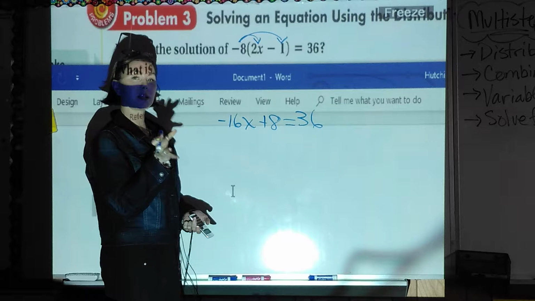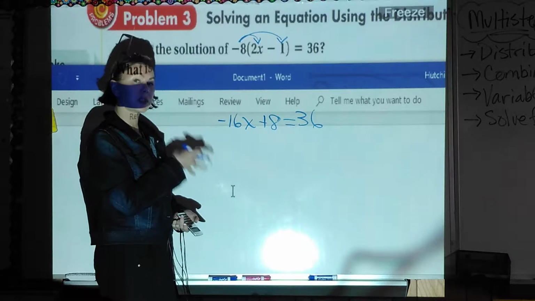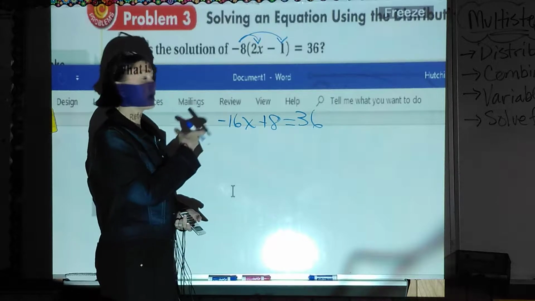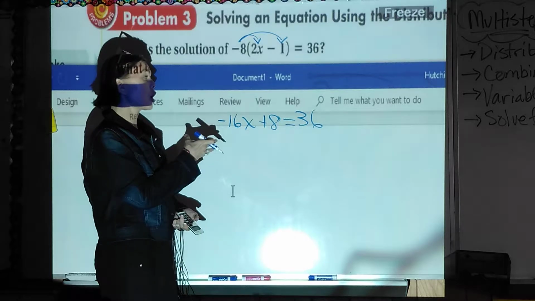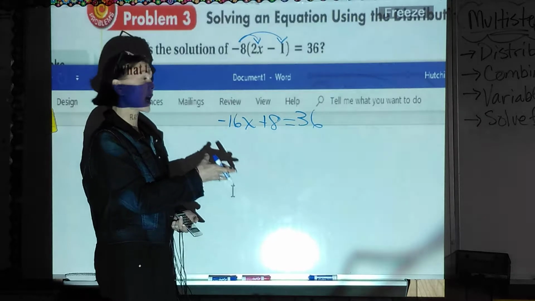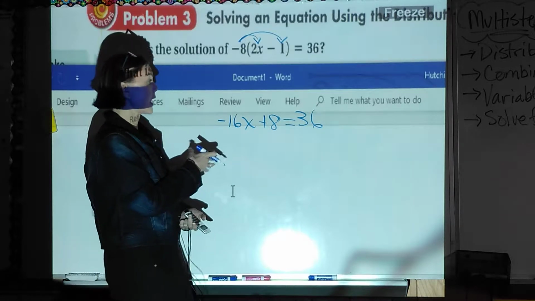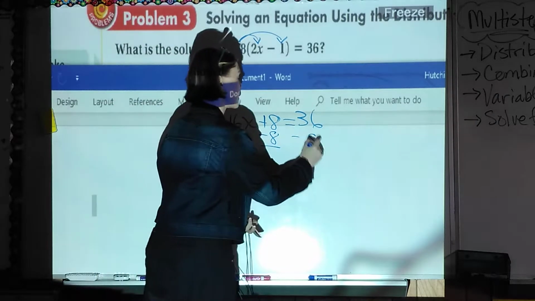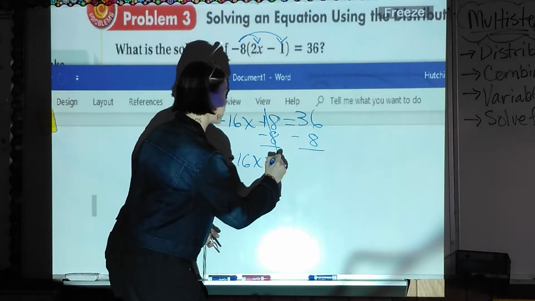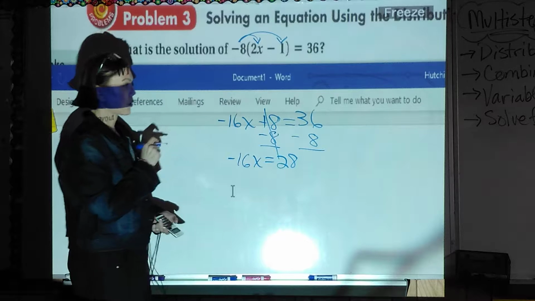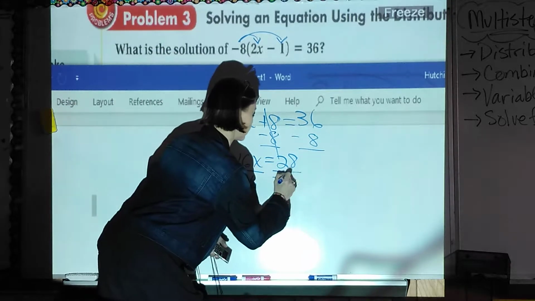So what you did was you took care of the distributive property, and now you just have a regular two-step algebraic equation, and you should be able to look at this and tell me what are the two steps that need to be taken care of here. We're going to subtract 8 from both sides and divide by -16. So we have subtract 8 from both sides, -16x equals 28. Okay, and then we're going to divide by -16 on both sides.